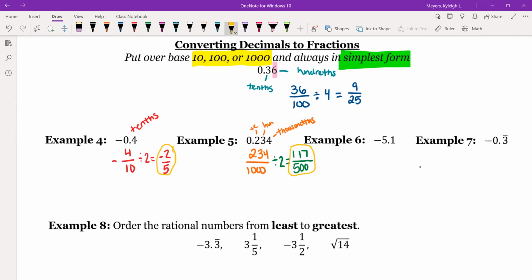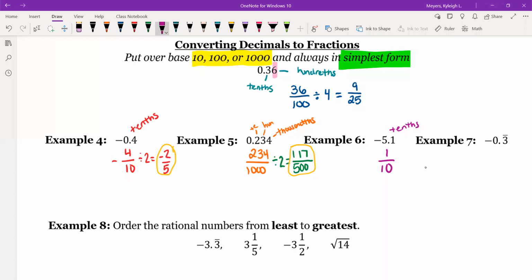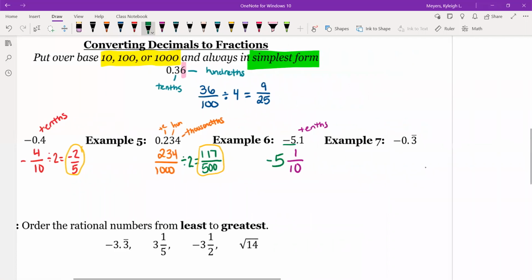Okay. So I want you to try example 6. There's not really any difference except for that whole number. So try to figure out what that does for us. So hopefully you got 1/10 from the 0.1. And then because of this -5, we just put that out front. So it becomes a mixed number, -5 and 1/10.